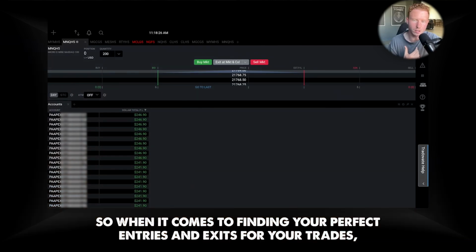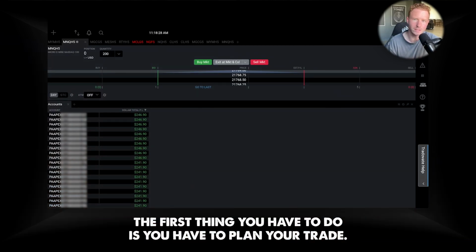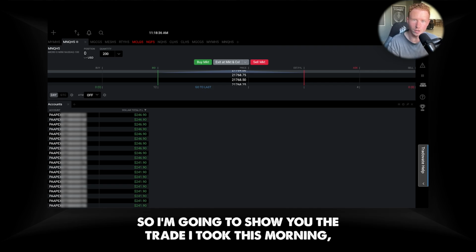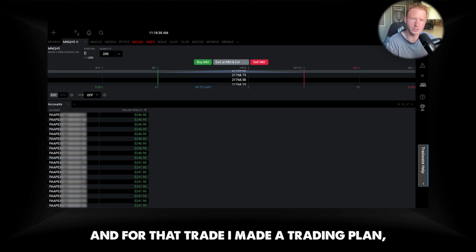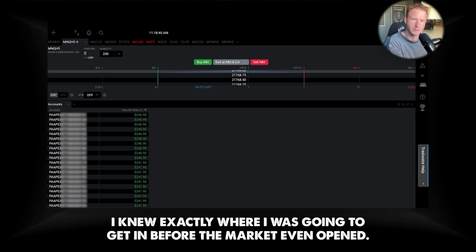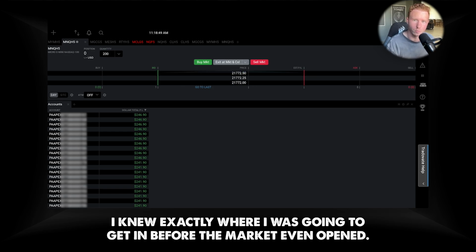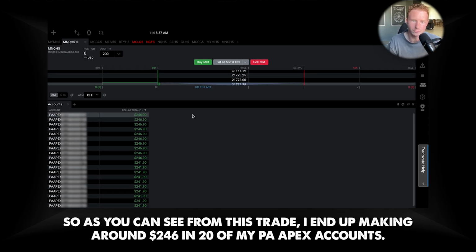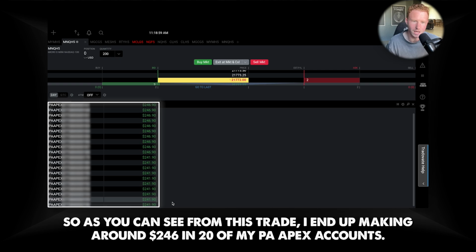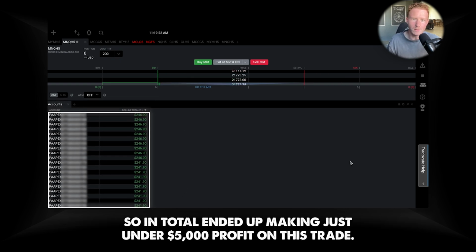So when it comes to finding your perfect entries and exits for your trades, the first thing you have to do is plan your trade. So I'm going to show you the trade I took this morning, and for that trade, I made a trading plan. I knew exactly where I was going to get in before the market even opened. As you can see from this trade, I ended up making around $246.20 in my PA Apex accounts. So in total, I ended up making just under $5,000 profit on this trade.